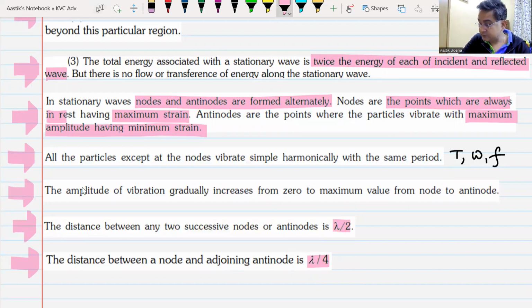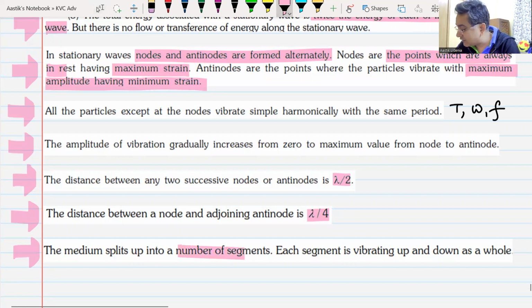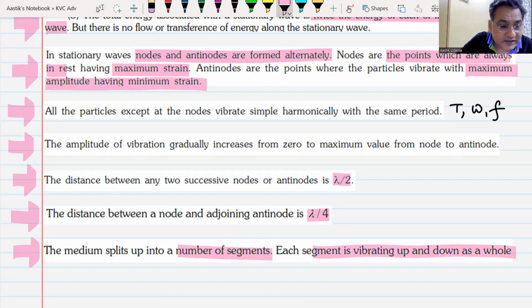Are we able to understand this? Everyone able to follow what I'm saying? Then we have seen that the medium splits into different segments. Have you seen that segment between two nodes? There is a segment. Each segment is vibrating up and down as a whole. Do we understand this?